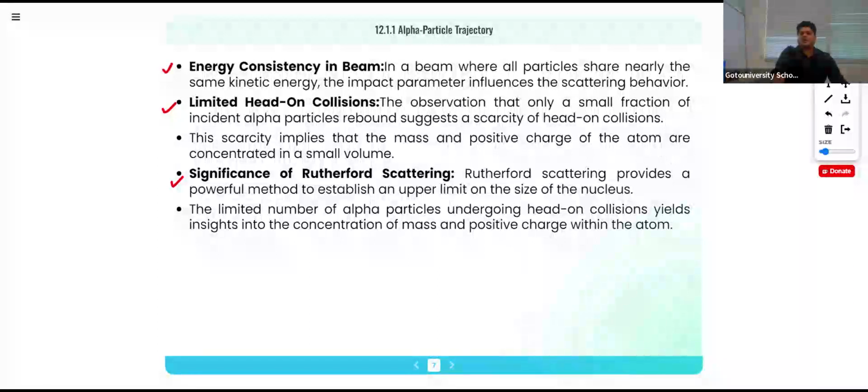Rutherford scattering provides a powerful method to establish an upper limit on the size of the nucleus. The limited number of alpha particles undergoing head-on collision yields insight into the concentration of mass and positive charge within the atom.